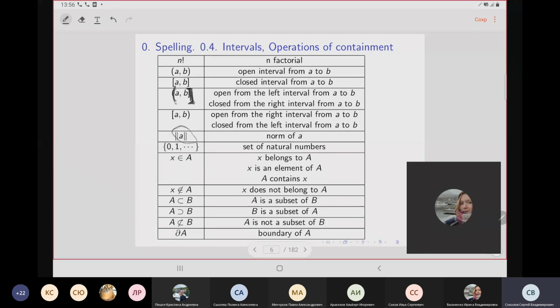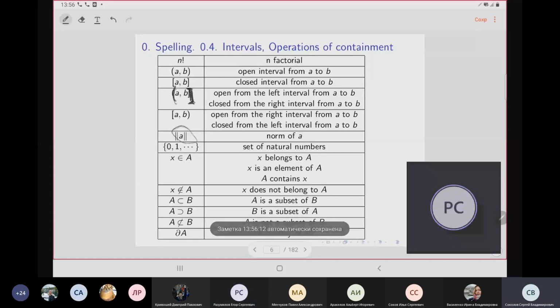Well, do you see a mistake here? Sorry, again? 0 is not a natural number. Yes, sure. 0 is not natural. So don't make this mistake. 0, it's not natural. So it is the set of non-negative integers, but not naturals.